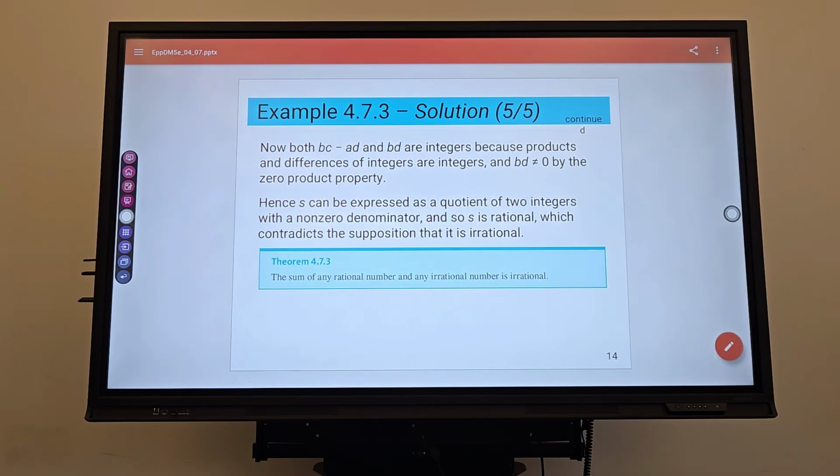Now both BC minus AD and BD are integers because products and differences of integers are integers, and BD is not equal to 0 by the product property. Hence, S can be expressed as a quotient of two integers with a non-zero denominator. And so S is rational, which contradicts the supposition that it is irrational. So the sum of any rational number and any irrational number is irrational.